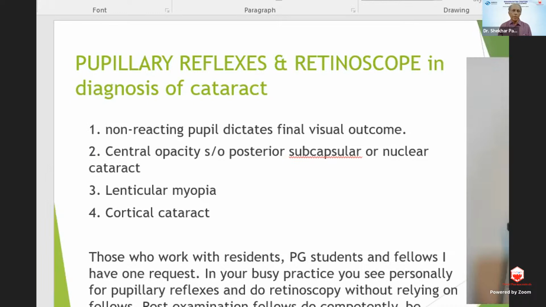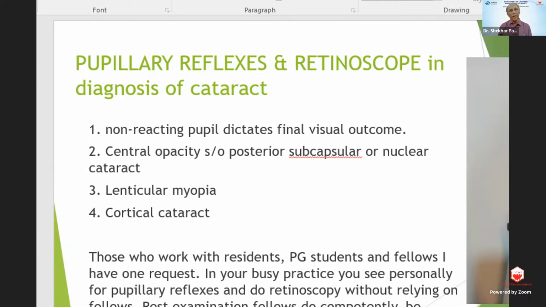I consider pupillary reflexes and retinoscopic glow two important tests in diagnosing cataract. A non-reacting pupil in a mature cataract or even in an immature cataract tells us so much about optic nerve status or long-standing retinal damage. Retinoscopy with a dull glow means some type of media opacity. Posterior subcapsular cataract or central nuclear cataract will be most easily perceived on retinoscopy.